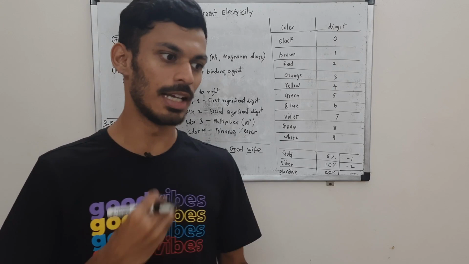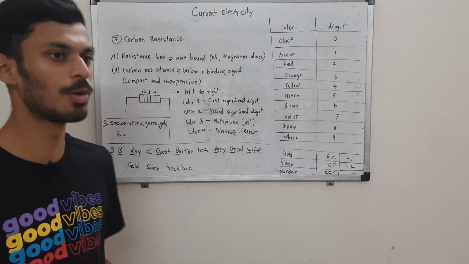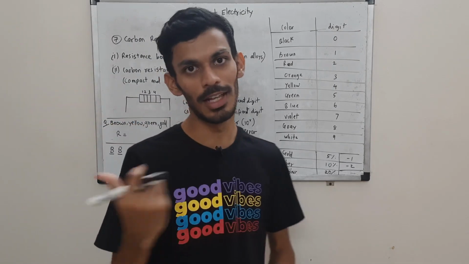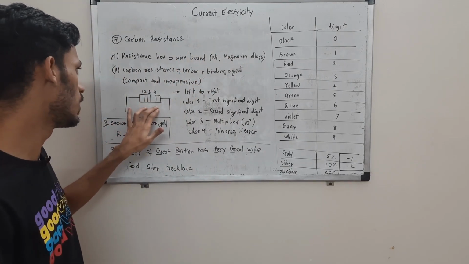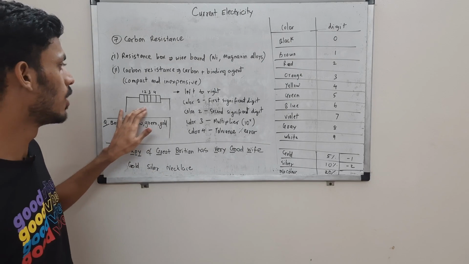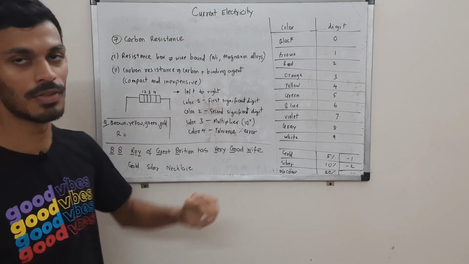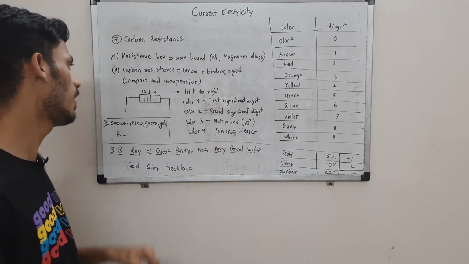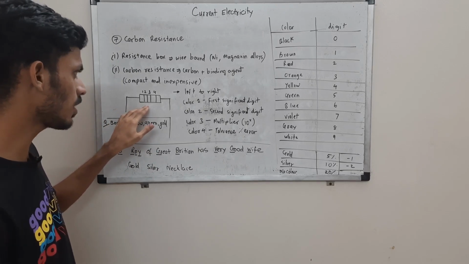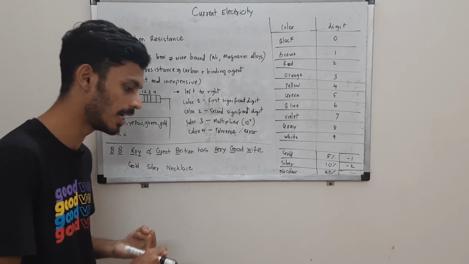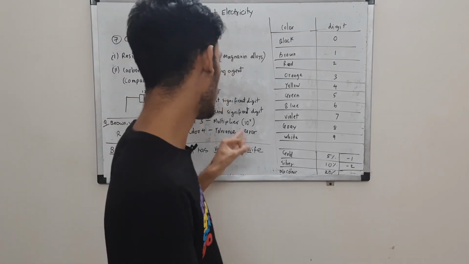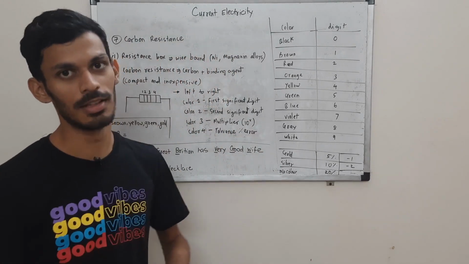You will have to decipher this code, you'll have to decode this code in order to know the value of that resistor. You'll have 4 color bands: 1, 2, 3, 4, from left to right, with different colors. Color 1 will give you the first significant digit. Color 2 will give you the second digit, very simple. Color 1 first digit, color 2 second digit. Color 3 however will give you a power of 10, some power of 10.